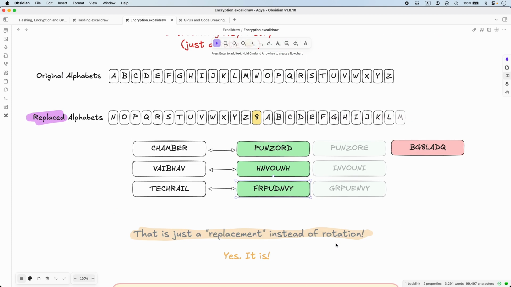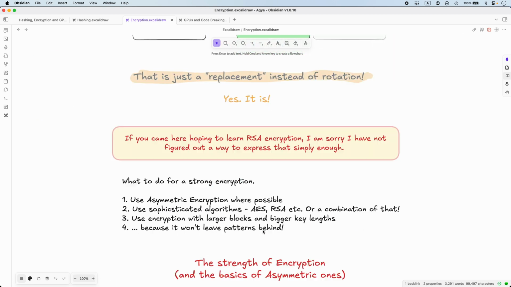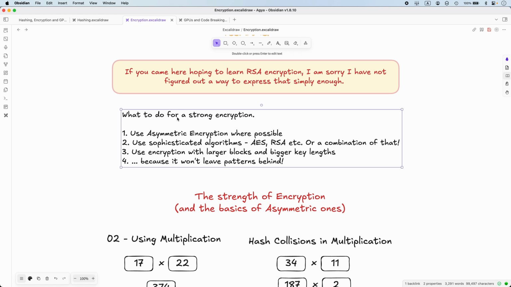Again, same thing. The method that was used for getting this is not the same that can be used for getting back the original one, right? So what do you want for a strong encryption? First, use asymmetric encryption where possible, with sophisticated algorithms like AES and RSA. RSA is asymmetric, AES is symmetric actually. But whenever possible, use asymmetric ones. They are much harder to break, and they're also very hard to compute. Or you can use a combination of that.